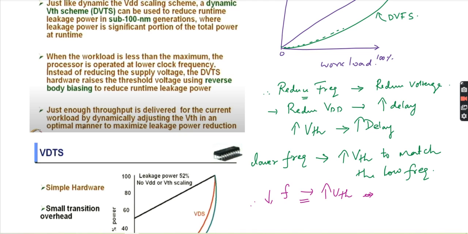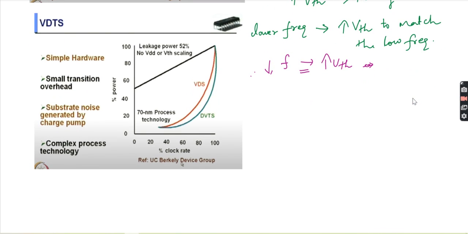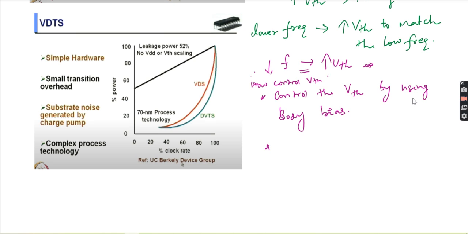Now how can we control the threshold voltage? We can control the threshold voltage by using the body bias. Earlier we studied, right? Using the body bias we are able to control the biasing voltages. Next, further I can say, the second method. These are the methods of how to control VTH. One method is we can control the VTH by using the body bias.